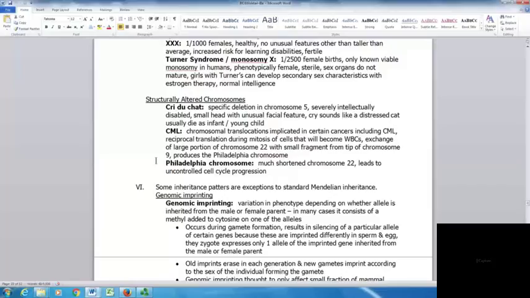So chromosomal translocations can be implicated in certain cancers, in particular chronic myelogenous leukemia. This is a reciprocal translocation that occurs during mitosis of the cells that will become white blood cells. They exchange a large portion of chromosome 22 with a small fragment off of the tip of chromosome 9, and this produces what we call the Philadelphia chromosome. The Philadelphia chromosome is just that shortened version of chromosome 22, and it leads to uncontrolled cell cycle progression. Cancer is uncontrolled cell growth.